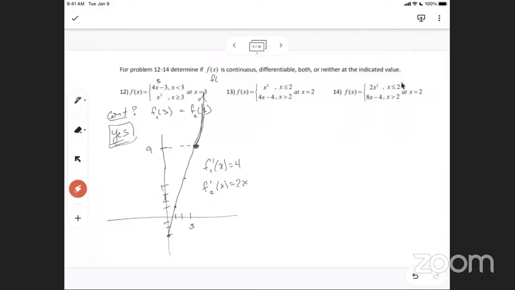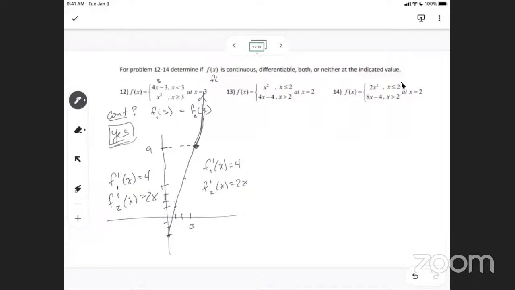So you're going to say differentiable no, because when you take the derivative, when you take f prime of x, the first part of it is going to be 4, and for the second part, the derivative is going to be 2x.